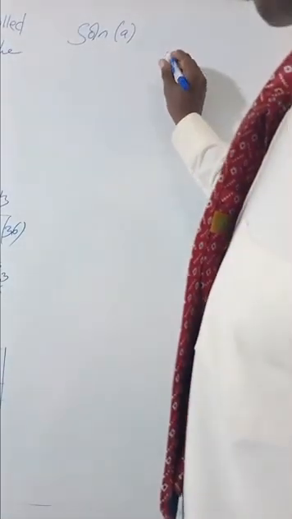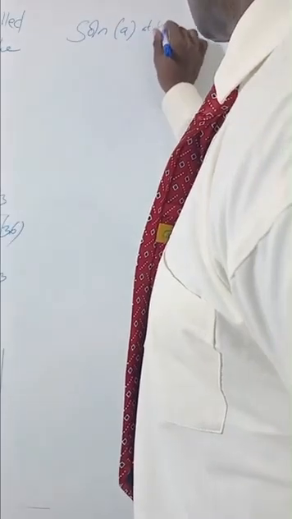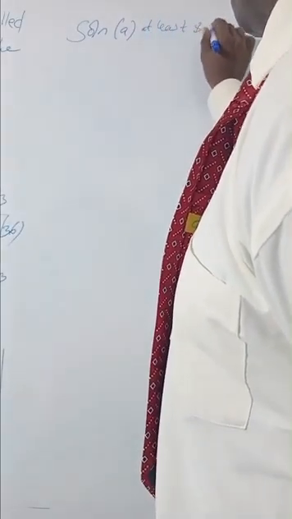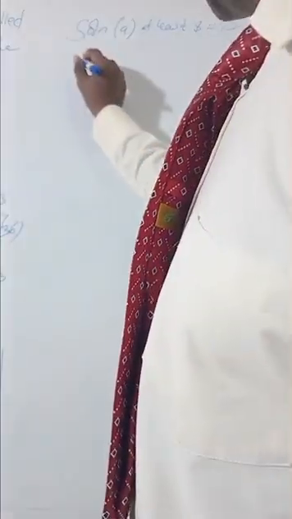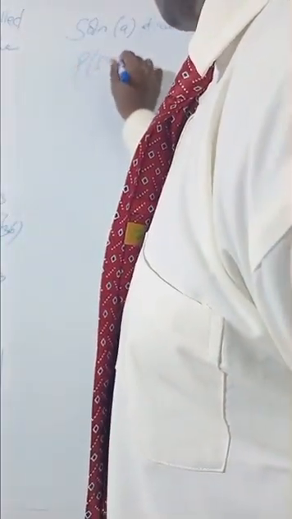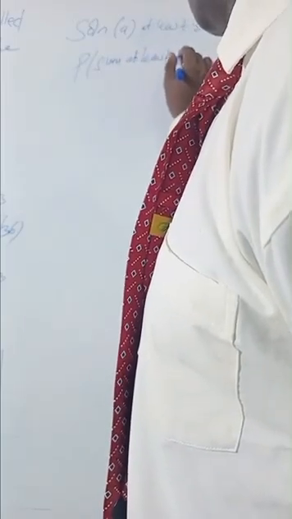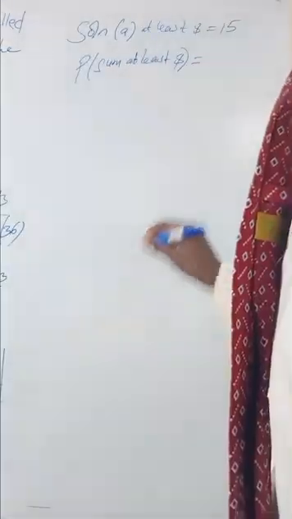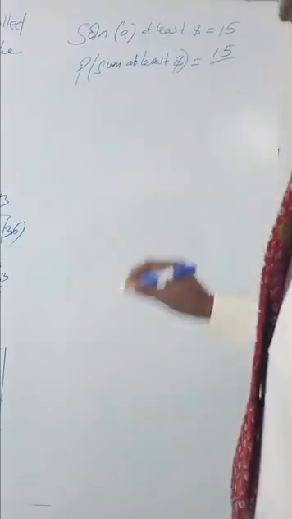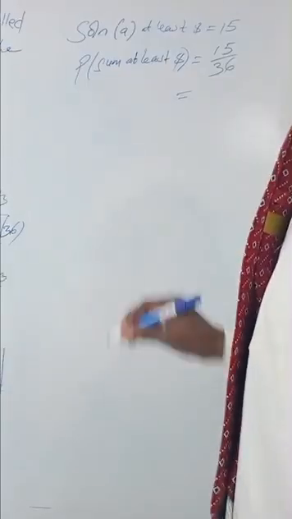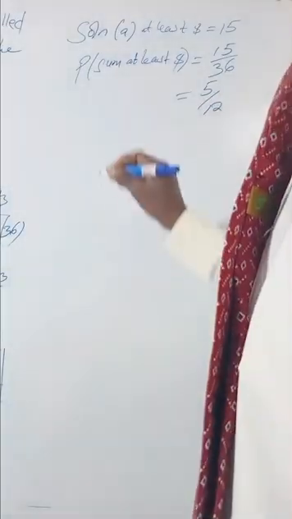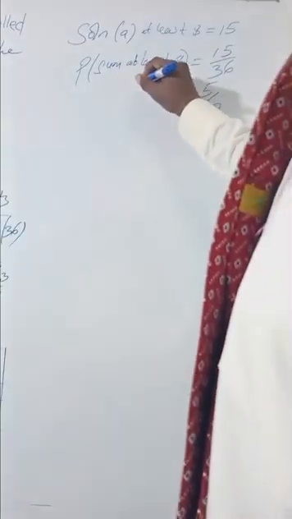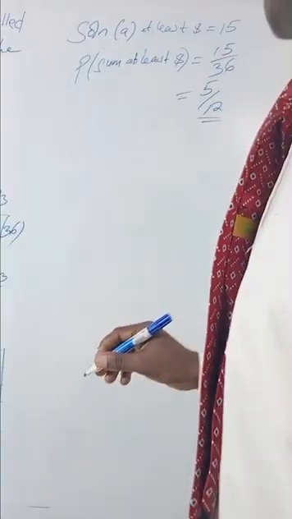Now this is how we calculate the probability. For part A, at least 8, we got 15 events. So the probability of getting a sum of at least 8 is equal to the number of events, 15, divided by the number in the sample space, 36. Simplify by 3, this is 5 over 12. This is what we can have for our answer.